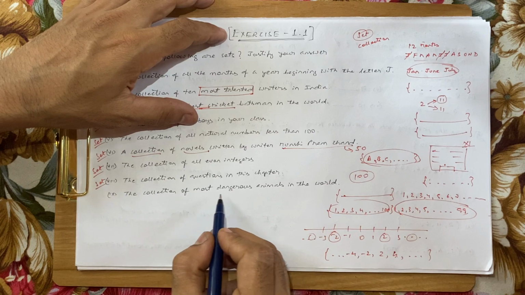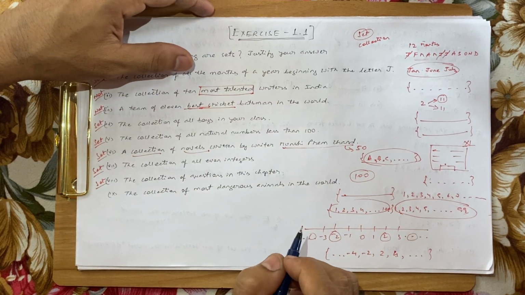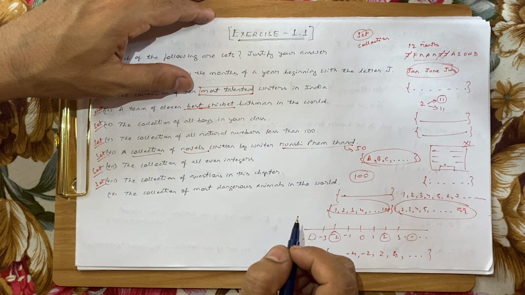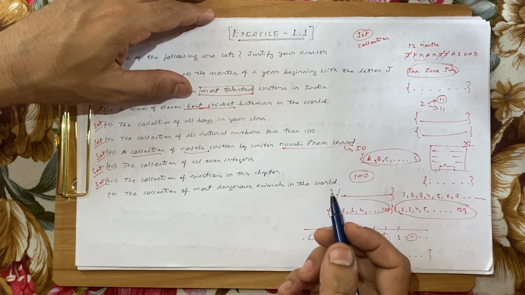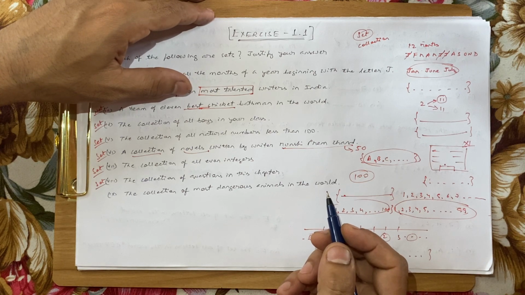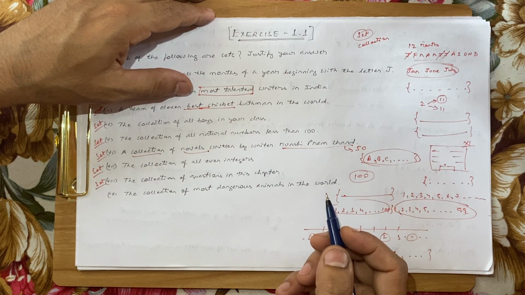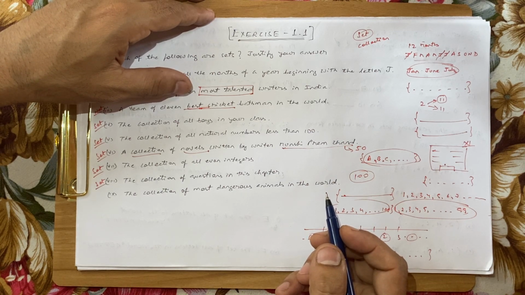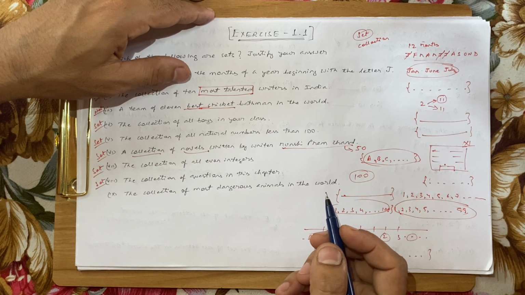The next one, the collection of most dangerous animals in the world. Tell me, a tiger is a dangerous animal, right? If you face a tiger, most probably you'll get killed. But a tiger may also not kill you, it may be kind to you. But a mosquito will come and bite you, and if it carries some kind of virus, you may get infected and die. So you cannot say exactly which is the most dangerous animal.